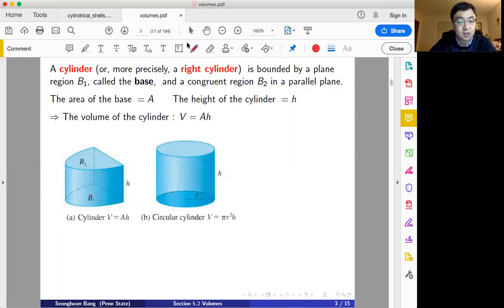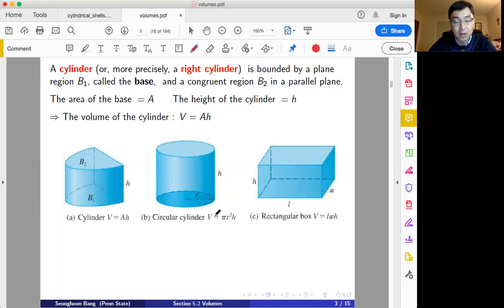Another example is this circular cylinder. The volume is V equals the area of the base times h, because the area of the circle, the base, is exactly pi r squared. So we can plug this value in, and the volume is pi r squared times h.